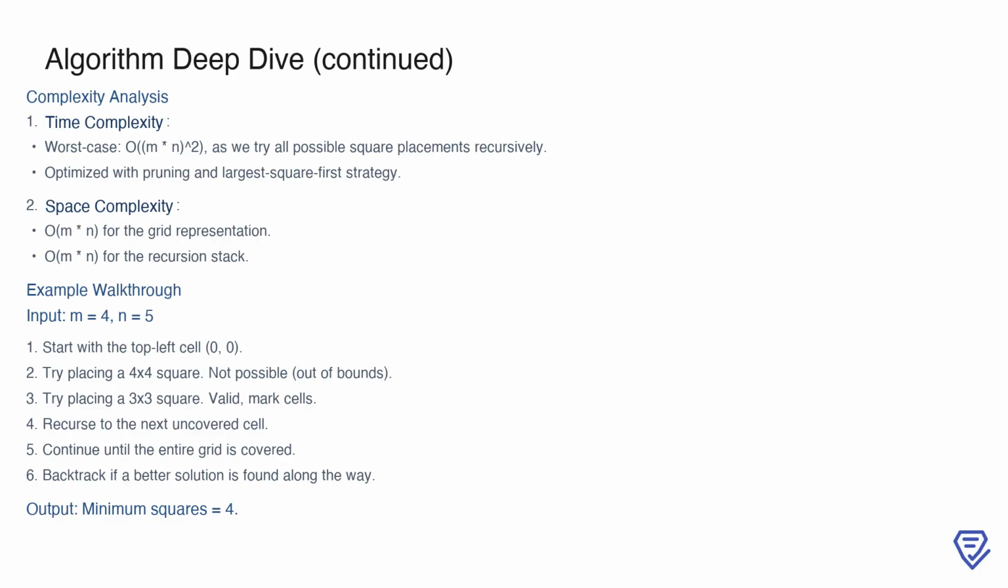Let's look at an example with a 4x5 rectangle. Starting at the top left corner, we first attempt to place the largest square, a 4x4, but it doesn't fit. Then we try a 3x3 square, which is valid. After marking those cells, we move to the next uncovered cell and repeat this process until the entire grid is covered. Backtracking ensures that if a better solution is found, we update the result. For this example, the minimum number of squares required is 4.